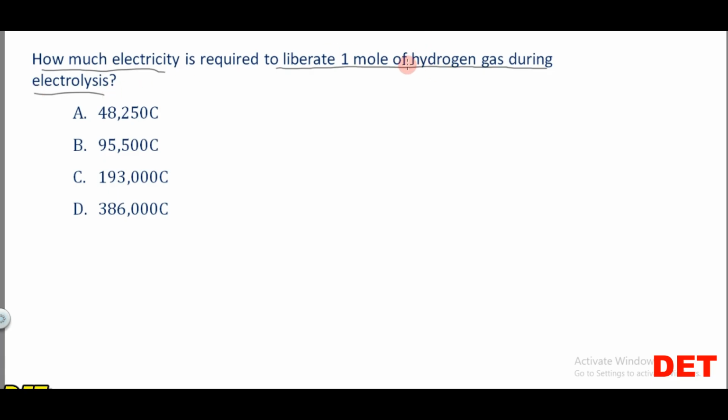So it's very important that you should know that hydrogen gas is an example of a diatomic element. And as a diatomic element, two atoms will be equal to 1 mole or 1 molecule of the gas. So the first thing I would want to do here is to write out a balanced equation for the deposition of this hydrogen gas from hydrogen ion during electrolysis.